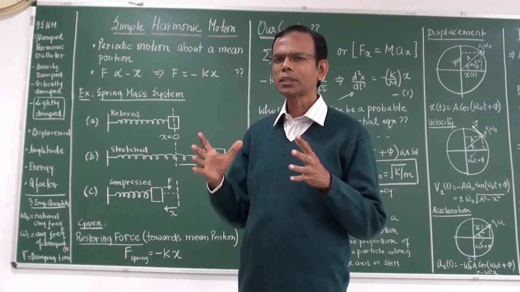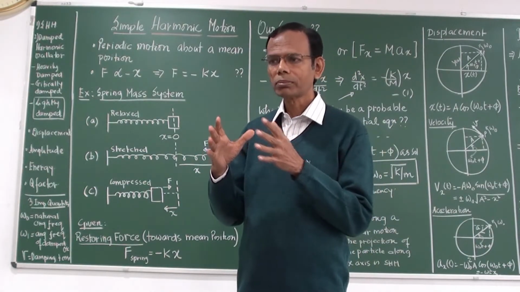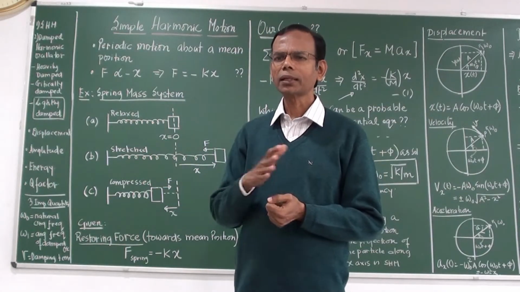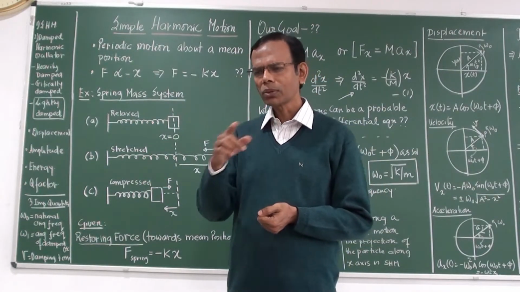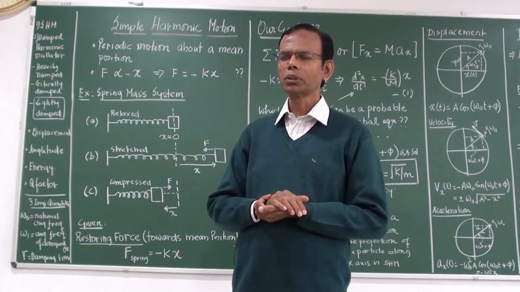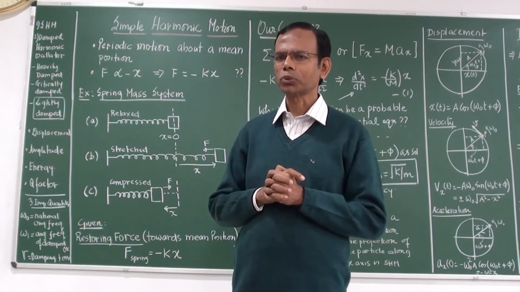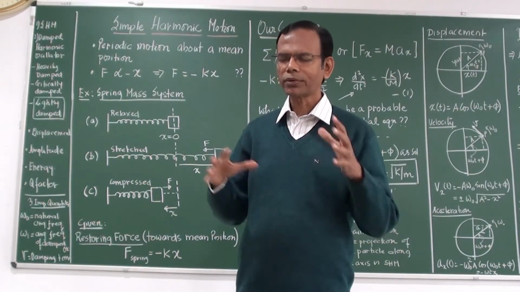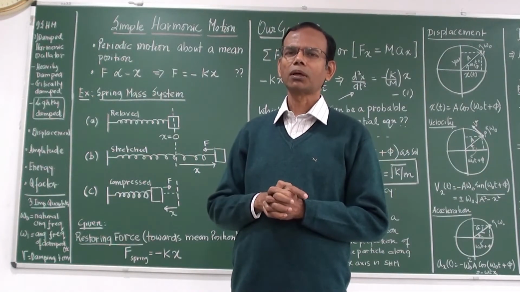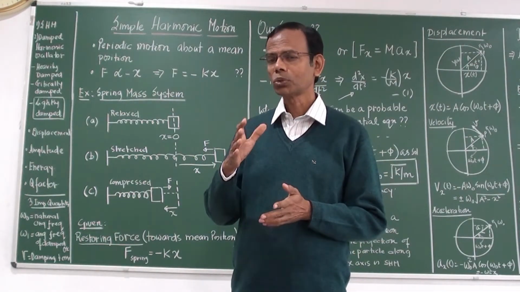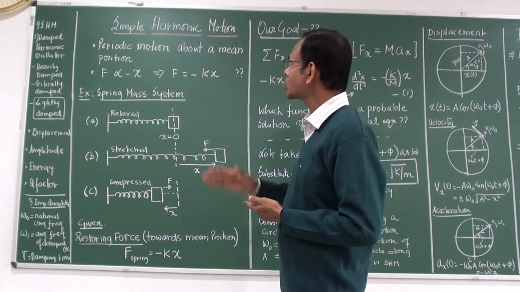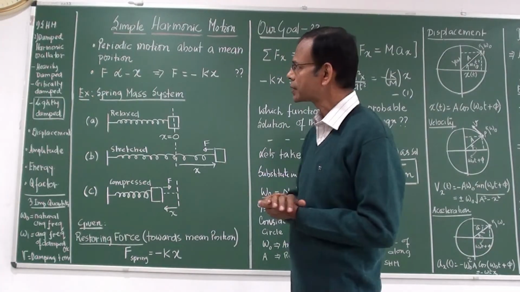So harmonic means it is a pure sine wave or cosine wave, either in a straight line or at a small angle, that is your angular simple harmonic motion. These are the cases of simple harmonic motion. When we combine different simple harmonic motions, we get more complicated oscillatory motions, but we don't call them simple harmonic. So that is what simple harmonic motion is.